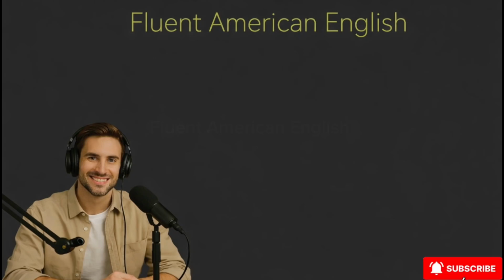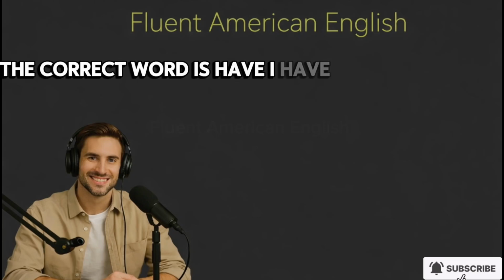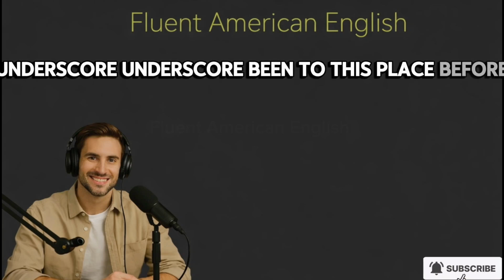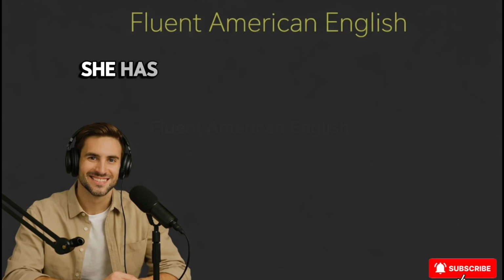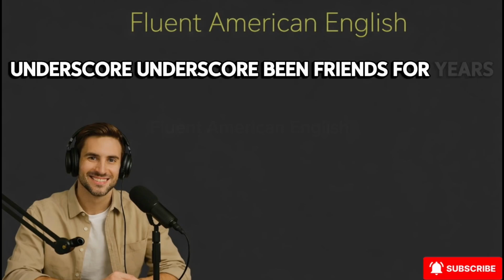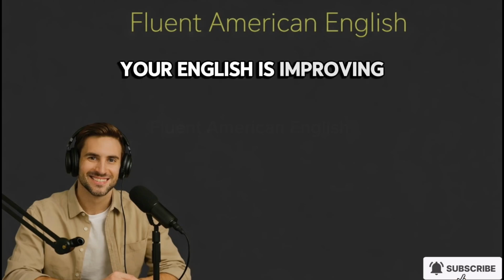Now let's do some mental practice. I ___ been busy today. The correct word is have. I have been busy today. She ___ been to this place before. The correct word is has. She has been to this place before. They ___ been friends for years. The correct word is have. They have been friends for years. If you can fill these automatically, your English is improving.